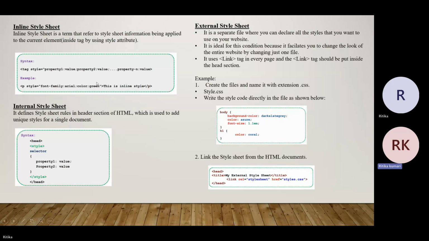We have taken one tag, and inside that we are using style with property one value, and we can take n number of properties. Let us see the example for this. We have taken a p tag, and inside that we have used a style attribute. For font family, we have taken Arial, and for color, we have given green.